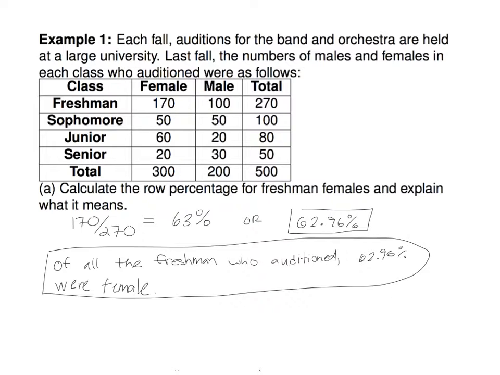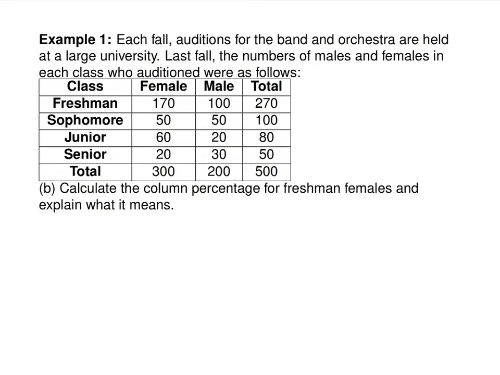Okay, that's not so hard, is it? Calculate the column percentage for freshman female. So instead of taking the total out of the row, take it out of the column. So that's going to be 170 out of... And so I got 56.7%.